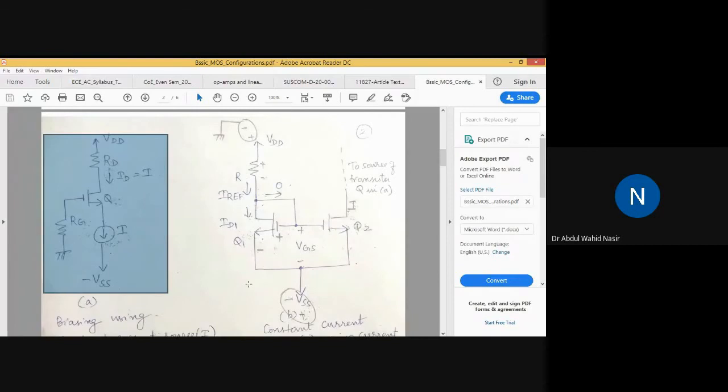Now, how can we have a constant current source biasing? How do we get the current I in this type of circuit? That is what we have to see.